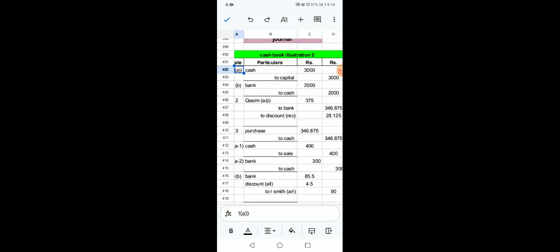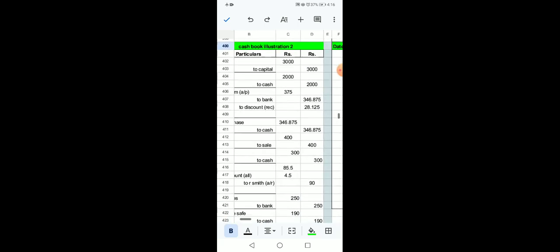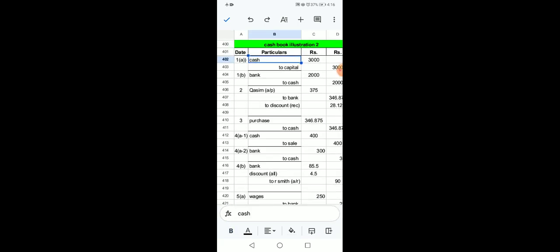The rule is similar and simple: debit to debit, credit to credit. If these three elements are debit, we will post on the debit side. If these elements are credit, we will post on the credit side. Like the first entry, where there are two elements, cash and capital, but only cash is associated with the cash book. Why? Because we have already decided that only three ledgers will be entered in the cash book. So cash is debit over here. The second step is to pick this cash and post it in our cash book.